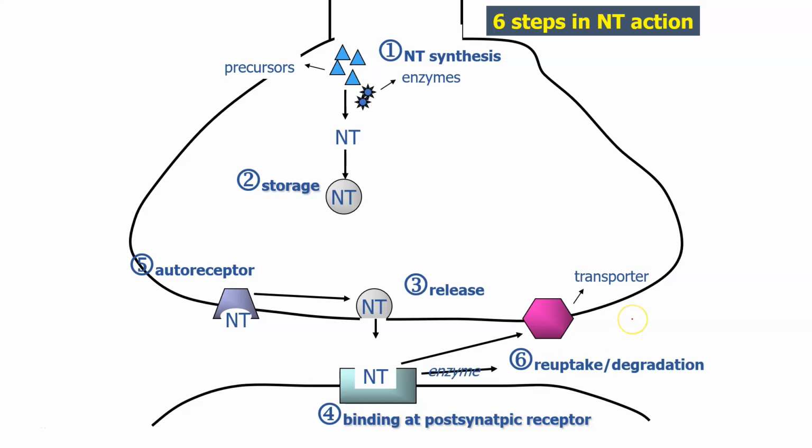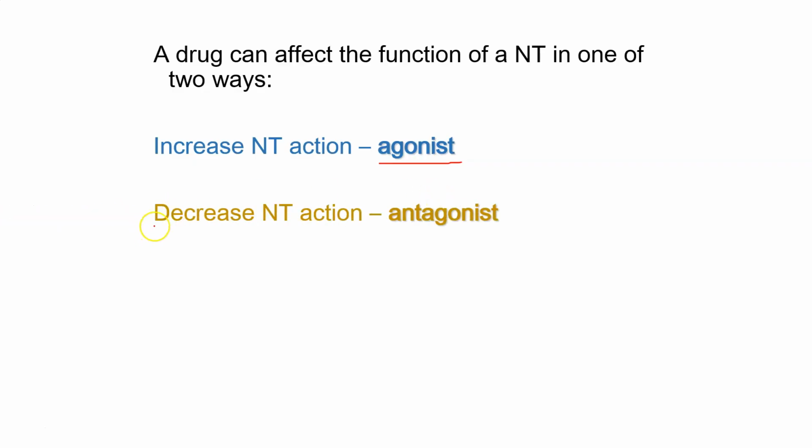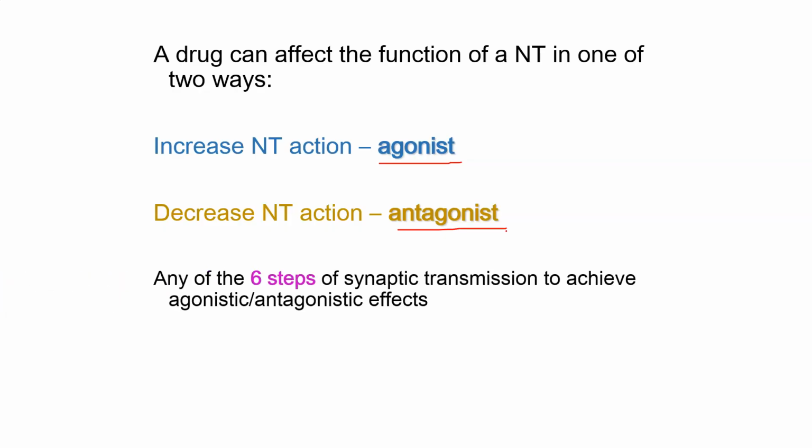So these represent the 6 steps in neurotransmitter action, and a drug can affect any of these 6 steps to modify neurotransmitter function. So let's talk about the ways in which drugs can modify neurotransmitter function. There are 2 major ways that a drug can affect neurotransmitter function. The first is that it can increase neurotransmitter action, in which case the drug is known as an agonist. So if it increases or facilitates what the neurotransmitter would normally be doing, that drug is called an agonist. If a drug decreases neurotransmitter action, so it prevents the neurotransmitter from doing what it normally would want to do, it's called an antagonist. And these drugs can act at any of those 6 steps of synaptic transmission to produce agonistic or antagonistic effects.